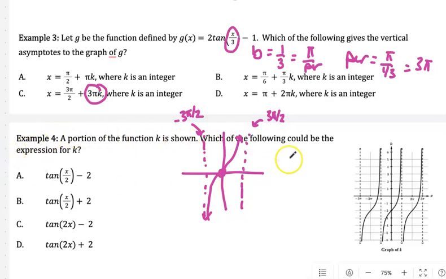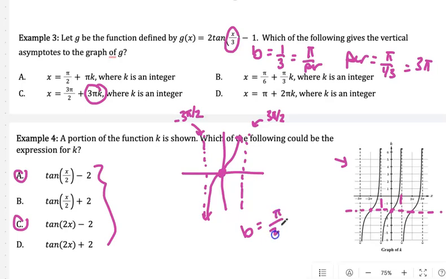Okay, and then now we're going to look at this graph, and we're asking which is the equation. Well, first thing I always look at is where is that inflection point on the graph, because that tells me if I have a vertical shift up or down, and we clearly have a vertical shift down, so we're going to go with either A or C. And then the only thing different now is the period. It looks like my period goes from negative pi to pi, which is 2 pi. So my b value is pi over 2 pi, which is 1/2. And I land on A being my final answer.